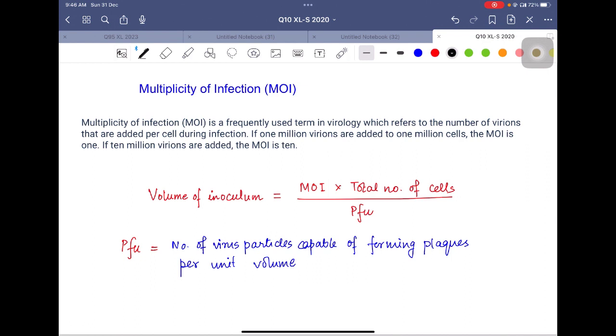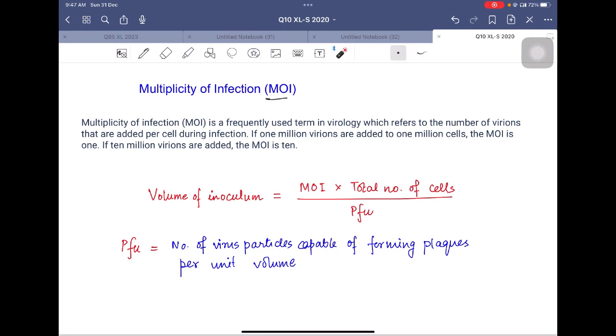Multiplicity of infection, also called MOI, is a frequently used term in virology. It refers to the number of virions that are added per cell during an infection. This number can vary. It depends on how much we want the cells to be infected, what output we desire, and what the type of cell is. On all of these things, the MOI value will depend. So it basically means the number of particles that we add per the number of cells.